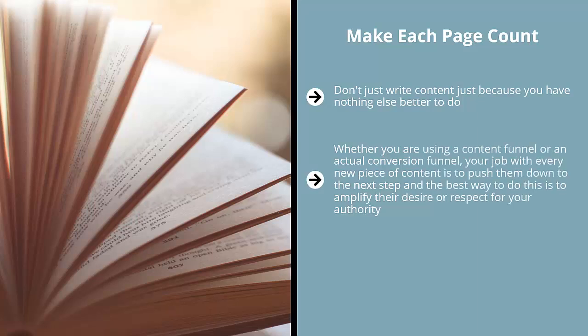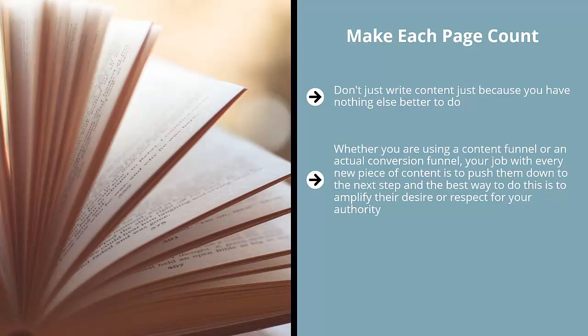Whether you are using a content funnel or an actual conversion funnel, your job with every new piece of content is to push them down to the next step, and the best way to do this is to amplify their desire or respect for your authority. Basically, you get them excited about the next step.